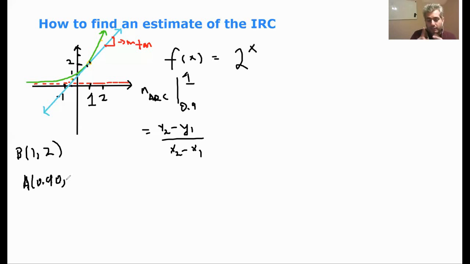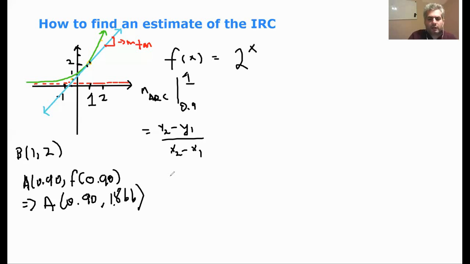But this is just to give a visualization of what we're doing here, to get the instantaneous rate of change by using average rates of change for the preceding and following intervals. So x is 0.9, we need to calculate manually using the calculator f of 0.9. In your calculator, you just have to sub in 2 to the power of 0.9. So A is going to be 0.9, and then we just calculate this. 2 to the power of 0.9 is 1.866.